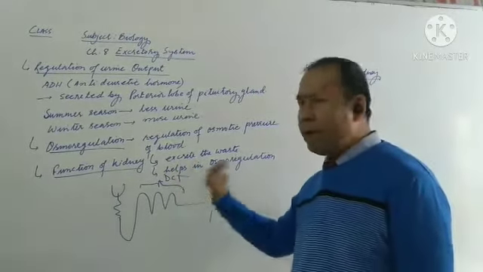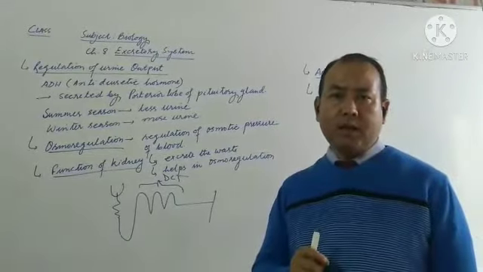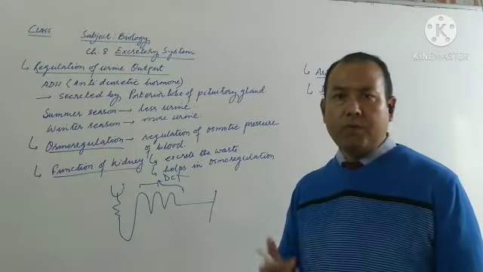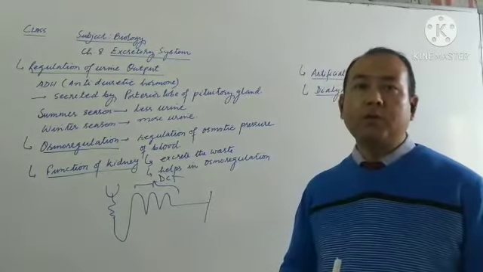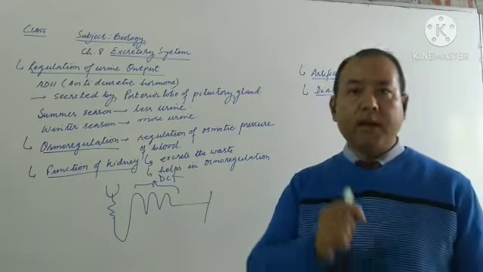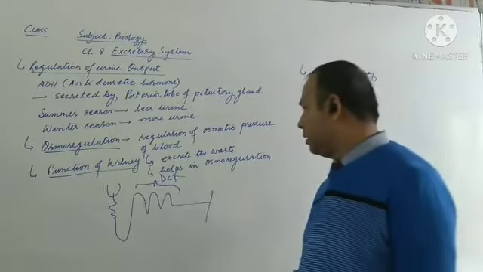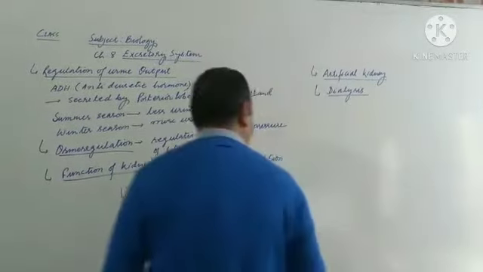Now we come to the functions of the kidney. There are two main functions I have included here. The first one is that the kidney helps in excreting waste material in the form of urea, uric acid, and so on. The second one is that it helps in osmoregulation, that is, maintaining the electrolytic balance and water balance in the blood. So this is about the regulation of urine output, osmoregulation, and the functions of the kidney.